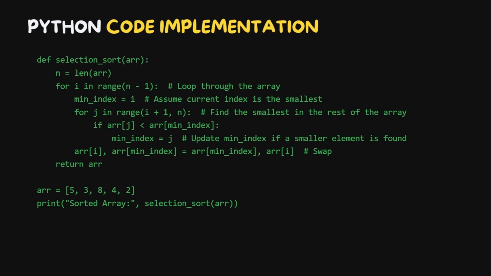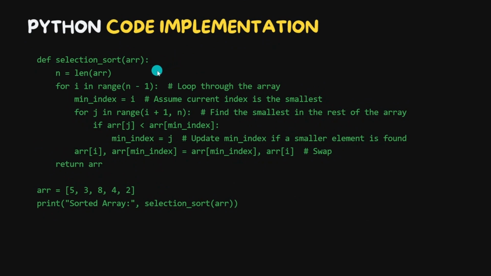Now that we understand the logic, let's write the Python code for selection sort. This is the Python code for selection sort. So now let's go through the code line by line to understand how it works. In the first step, selection sort of array, we define a function selection sort that takes an array as an input.